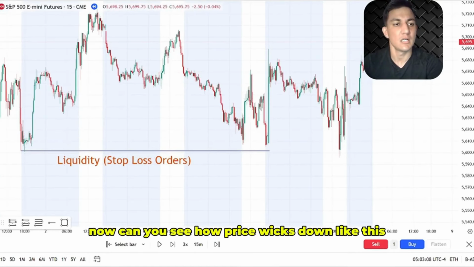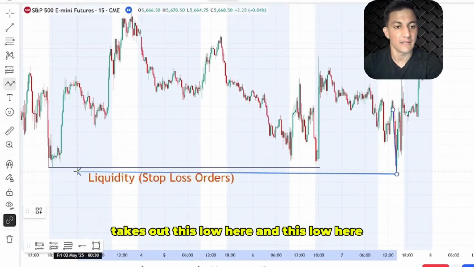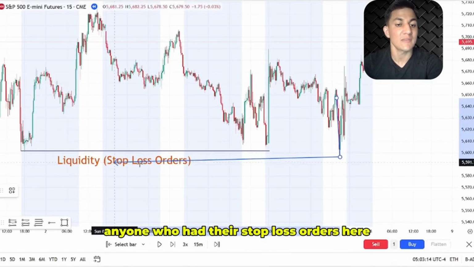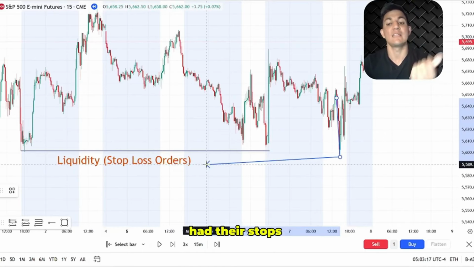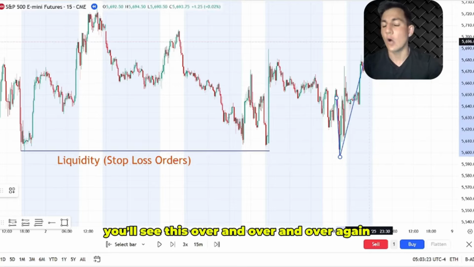Now, can you see how price wicks down like this, takes out this low here and this low here? Anyone who had their stop loss orders here had their stops taken, raided, purged, whatever you want to call it. Smart money is buying, and then they shoot price off, right? You'll see this over and over and over again.